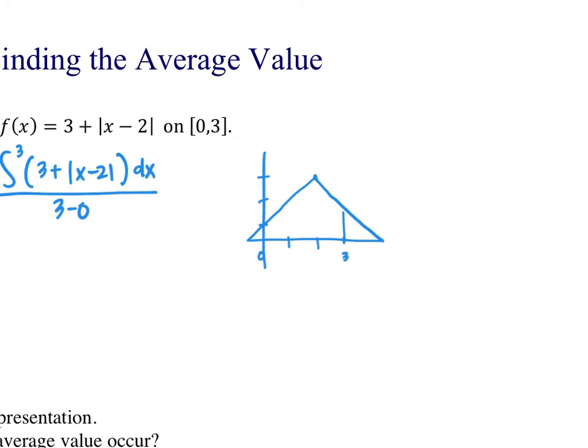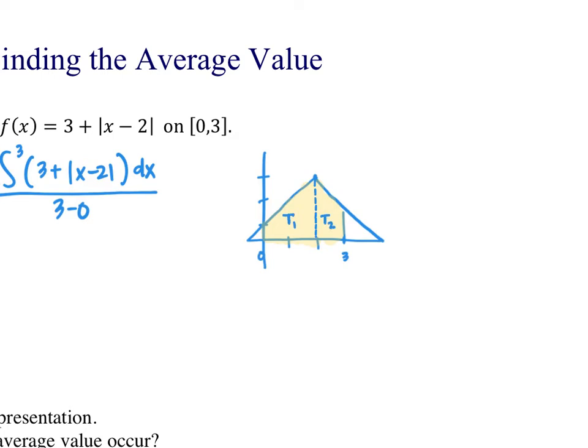So my shaded region looks like this. It's not a perfect triangle. It's not a perfect trapezoid either. But it's two trapezoids back to back. Let me show you where the two trapezoids are. All right, we've got trapezoid number 1 and we have trapezoid number 2.